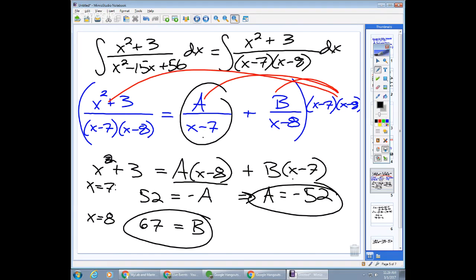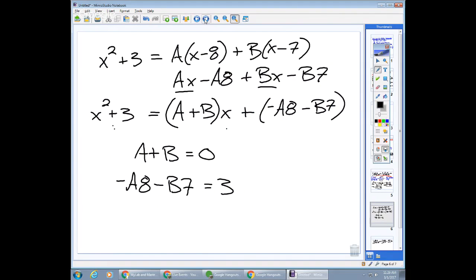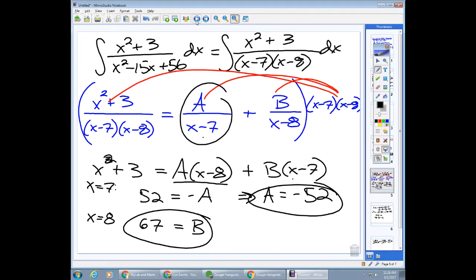The book goes over this method right here, where you multiply everything together, and then you combine like terms in terms of x, and you try to match those coefficients up on the other side. Okay. And it's up to you which one you want to use. I tend to like this one better, where I pick convenient values.